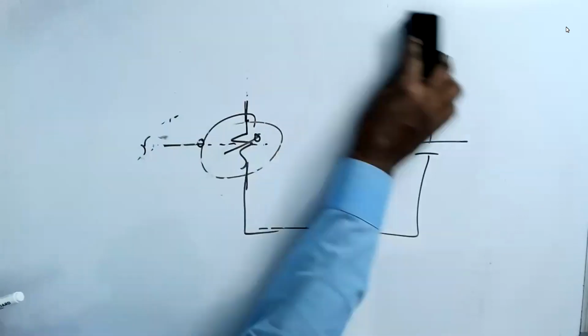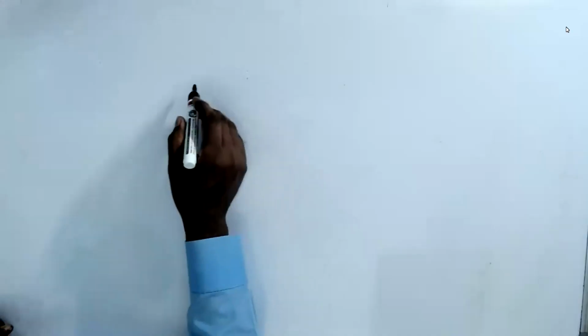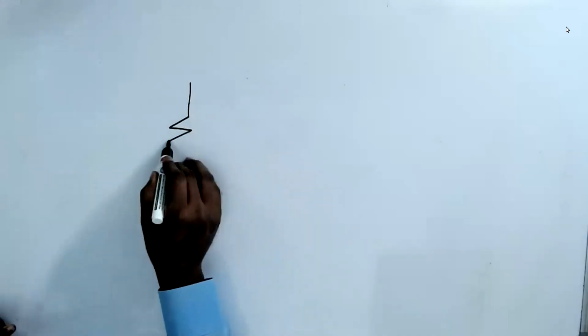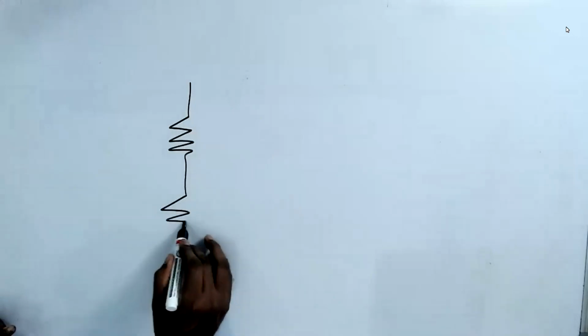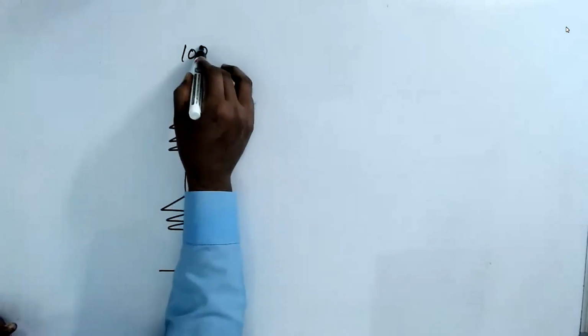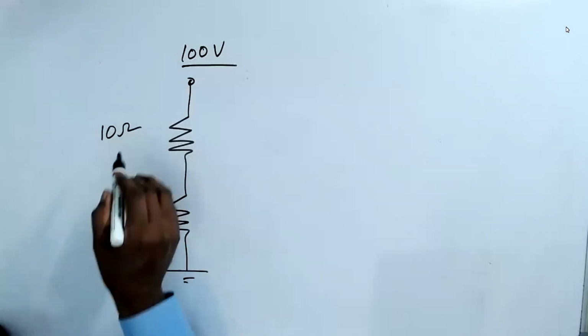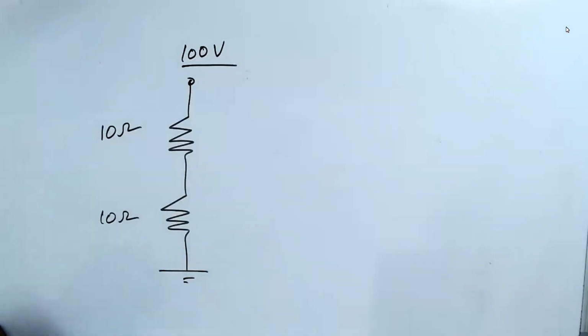Now, the trick here is how to make a variable resistor work as an amplifier. Let us come to a small example. I have a resistor. I give 100 volt. This is 10 ohm and this is 10 ohm. Then what is the voltage here?